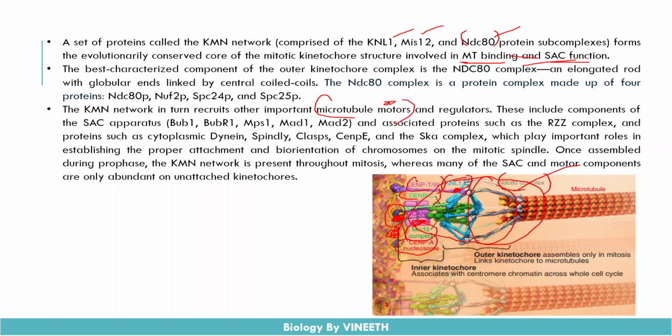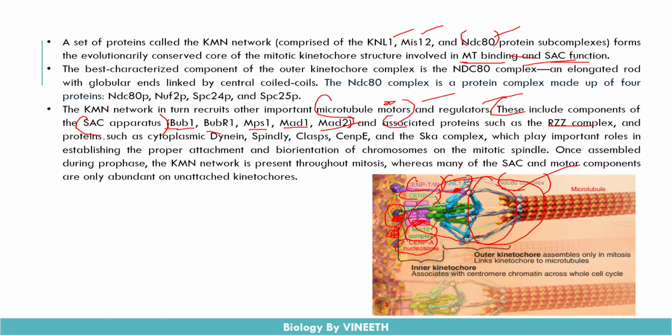Okay, so this kind of attachment is mainly recruited by the KMN network. These microtubules and regulators include components of the SAC apparatus. First is the spindle assembly checkpoint apparatus, which includes the BUB proteins, BUBR1, MPS1, MAD1, and MAD2 proteins. These are majorly involved in the mitosis process. And associated proteins such as the RZZ complex.